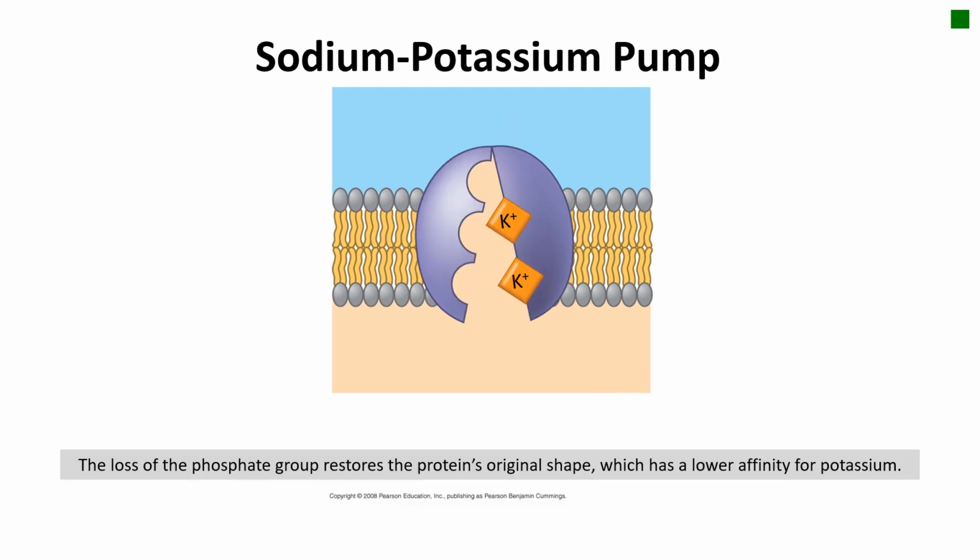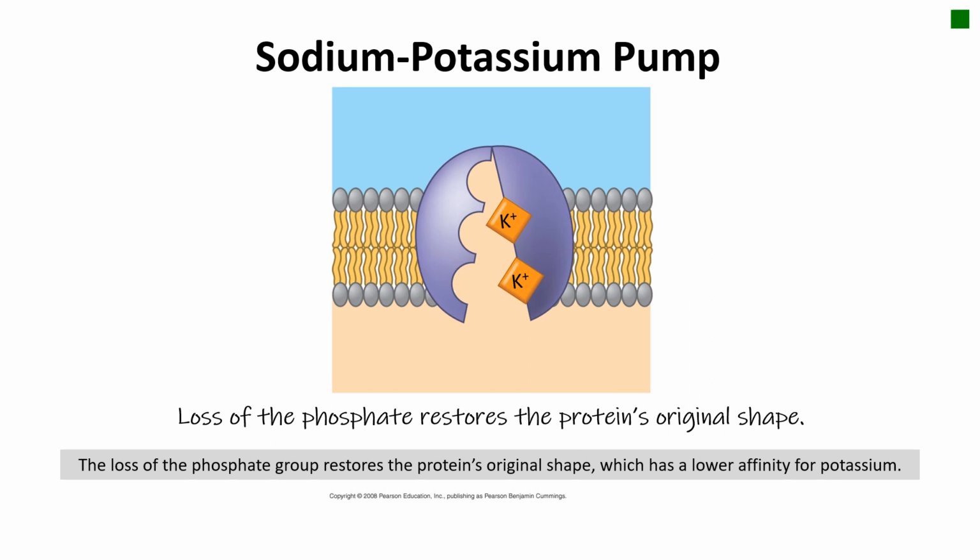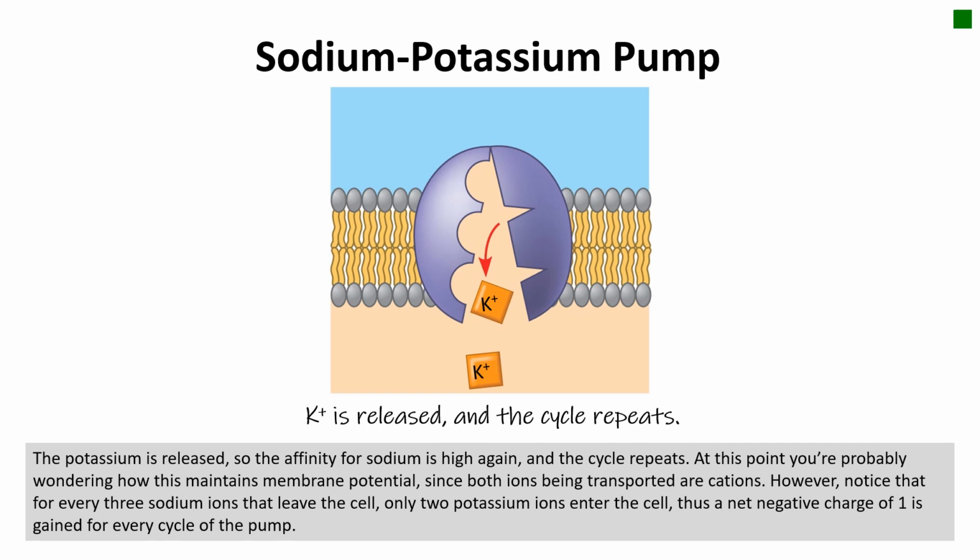The loss of the phosphate group restores the protein's original shape, which has a lower affinity for potassium. The potassium is released, so the affinity for sodium is high again, and the cycle repeats. At this point, you're probably wondering how this maintains membrane potential, since both ions being transported are cations. However, notice that for every 3 sodium ions that leave the cell, only 2 potassium ions enter the cell. Thus, a net negative charge of 1 is gained for every cycle of the pump.